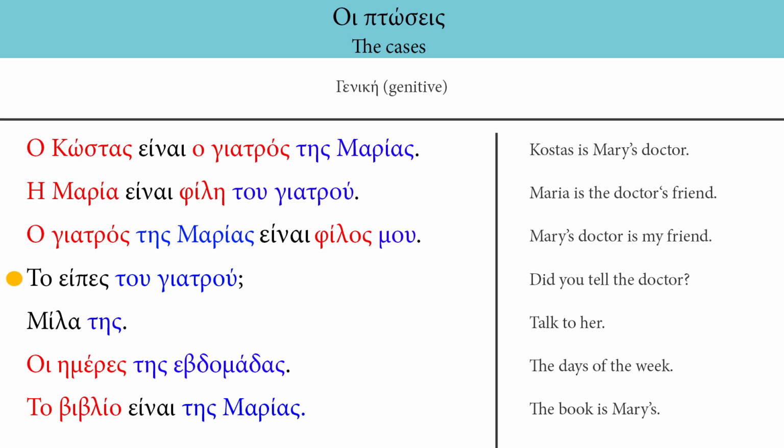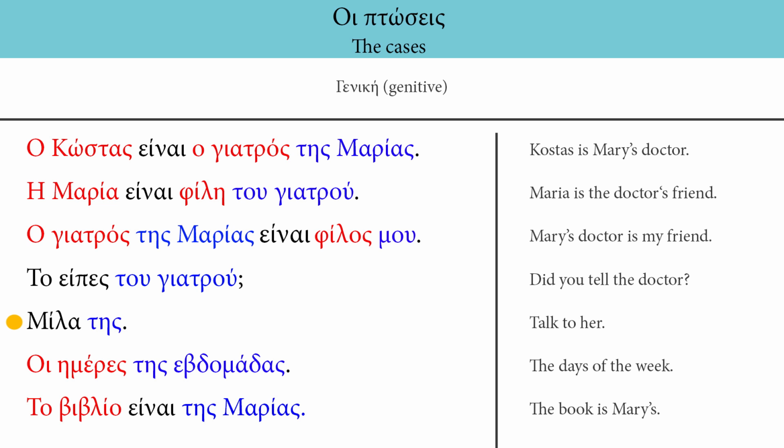The verb λέω, which means I say or I tell, gets an object in the genitive case. It is one of the few verbs that get an object in the genitive case, but as you can guess, it is very commonly used. I don't want to confuse you anymore, but there is an alternative to the genitive case here. We can use the preposition σε and the accusative case, but forget that for now.